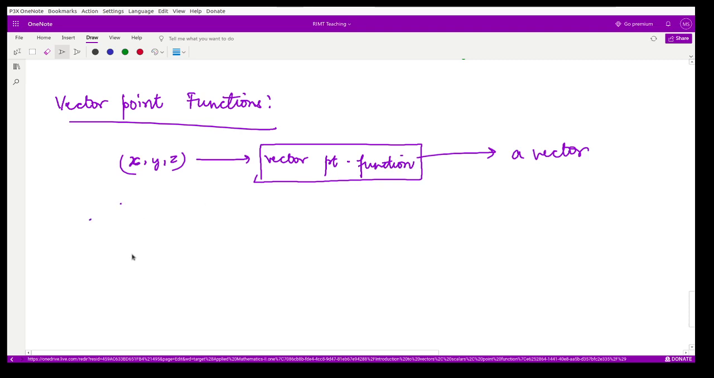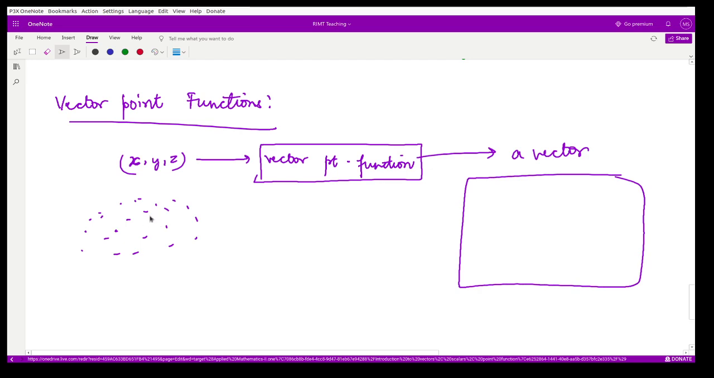And if you pass on every point of the space here, what will you get? You will get a field here which, corresponding to this point, you will have some vector, corresponding to another point here you will have some vector defined like this, and so on. So for each point you will have different vectors. So this will in effect provide you with a vector field.